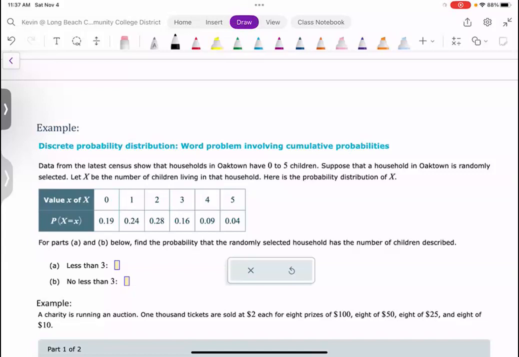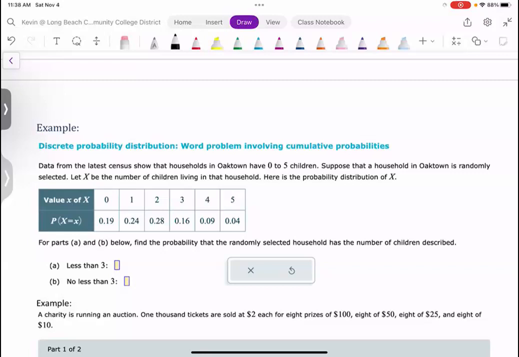So let's interpret this table here. This says what percent of these households have no children? 19%. What percentage of these households have one child? 24%. Two children, 28%, and so on. And you'll notice not very many have 4 or 5 children. The bulk of it is going to be 0 children, 1 child, or 2 children.